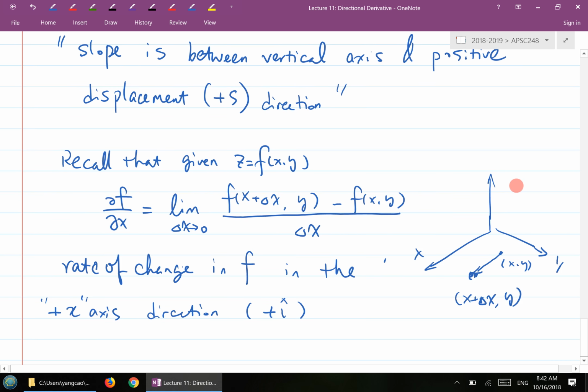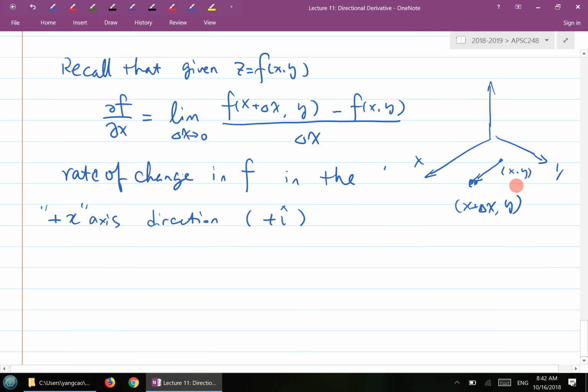So you can see the partial derivative is a special directional derivative concept, because it's a special direction. It's the i hat direction. If you move in that direction, then you get the partial derivative. All right. So all I'm looking at now are very special cases.